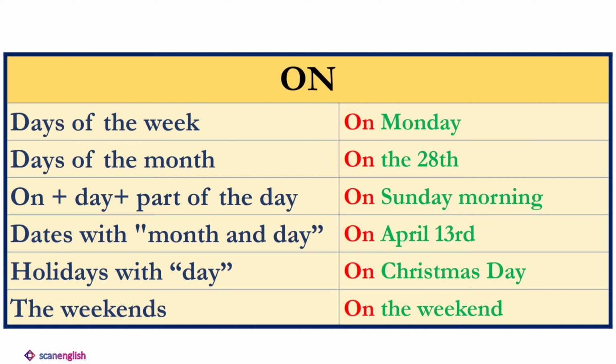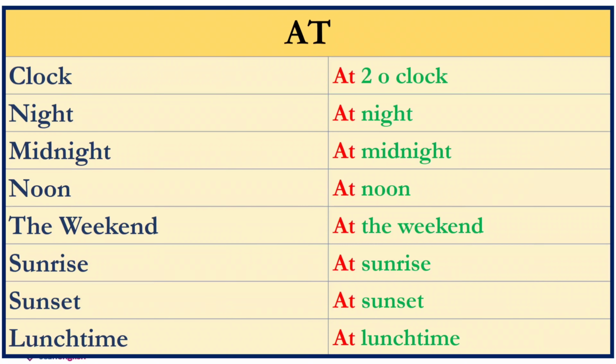For the following time we should use on. Days of the week, for example, on Monday. Days of the month, for example, on the 28th. Day with part of the day, for example, on Sunday morning. Dates with month and day, for example, on April 13th. Holidays with day, for example, on Christmas Day. The weekends, for example, on the weekend.